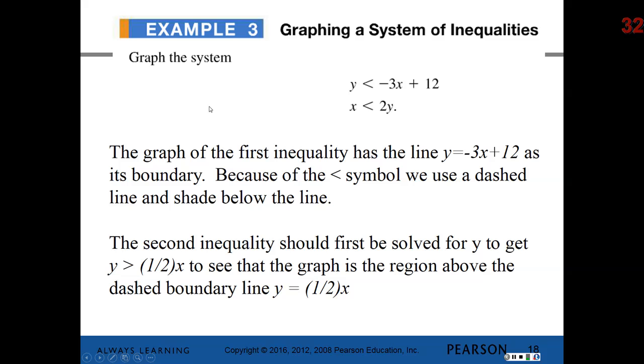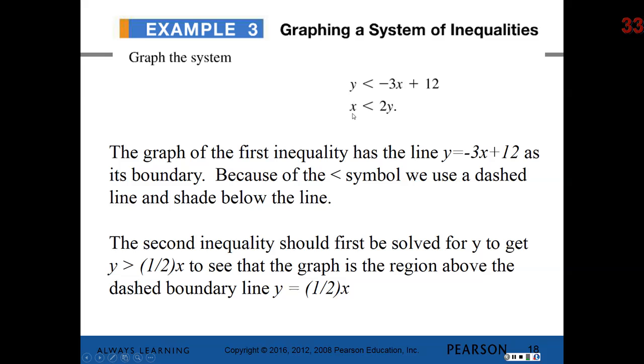First thing we're going to do is graph the boundary of the first inequality, which would be y equals -3x plus 12. And because the symbol is less than, we're going to use a dashed line. And we're going to shade below the line because 0 is less than 12. If this is 0, then 0 is less than 12 is true, so we're going to shade toward the origin. Okay?